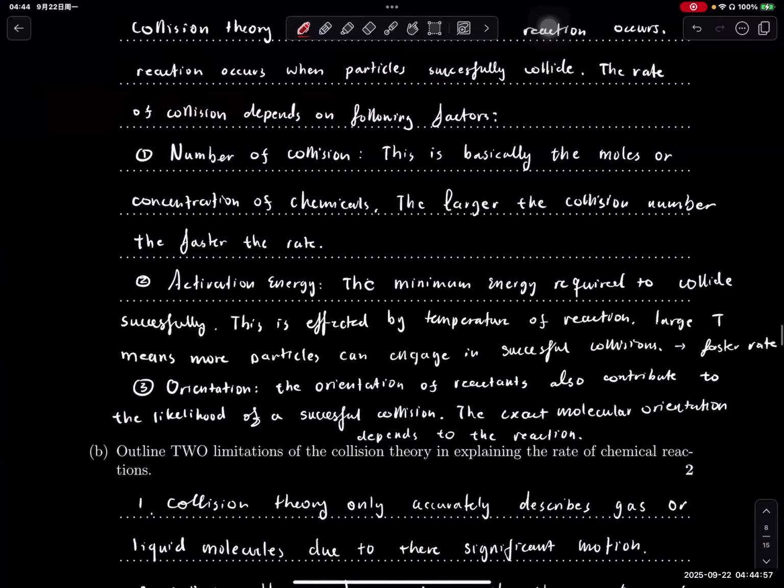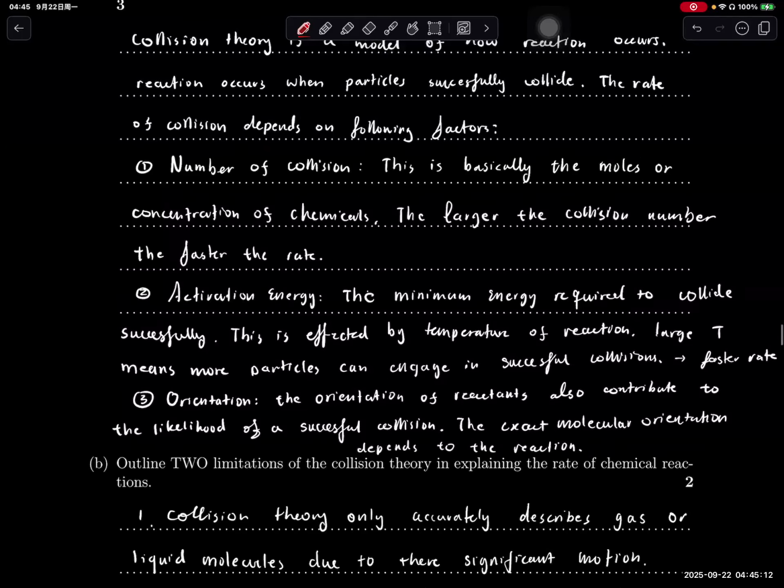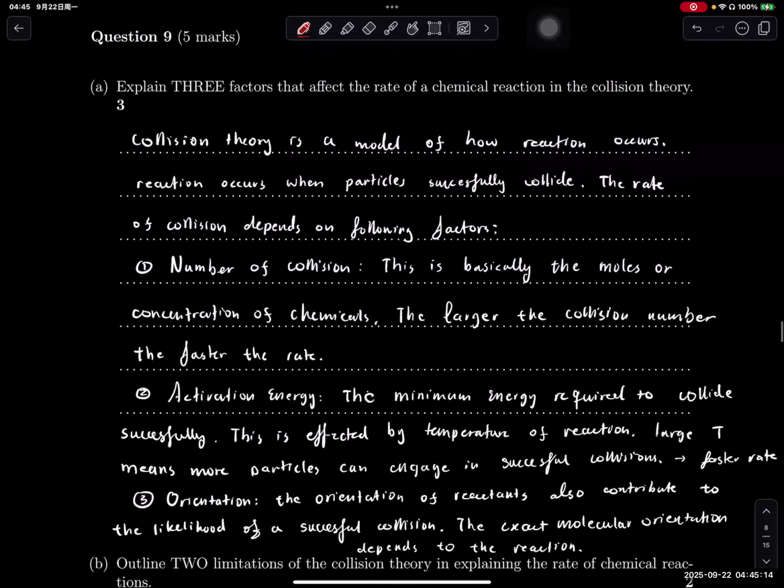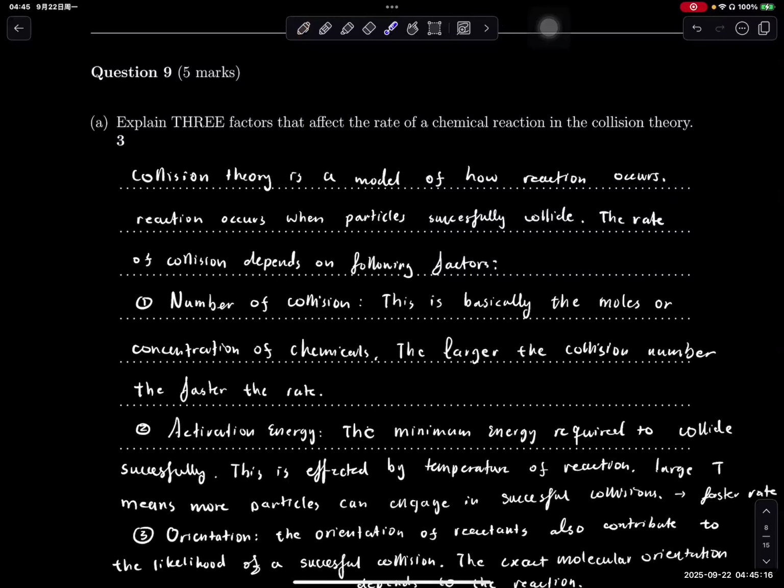People like to go towards saying concentration, pressure, and temperature. Yes, but no, because it's collision theory, right? We should stick to the definition of collision theory, which revolves around these 3 factors. So don't forget the Year 11 knowledge. For number of collisions, this is basically the mole or concentration of chemicals. The larger the collision number, the faster the rate. Just demonstrate your understanding.